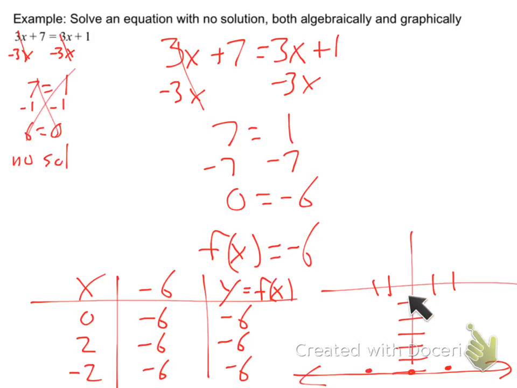Never. So if your graph turns into a horizontal line, it'll never cross the x-axis, which means there's no zeros, there's no solution, and there's no roots. Craziness, right?